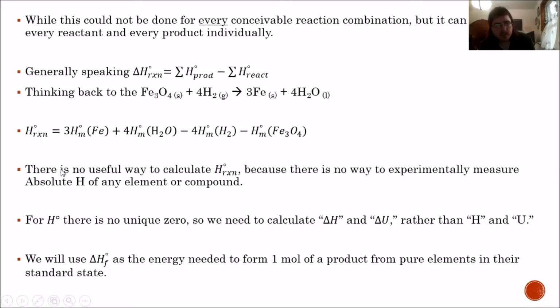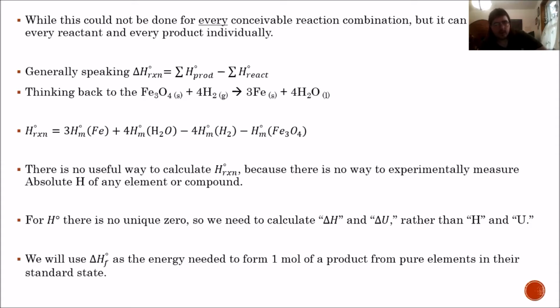Now, there's a problem here in that there's not really a useful way to calculate the absolute enthalpy of a reaction, because there's no experimental way to find the absolute enthalpy of any given element or compound. It's like, how do you measure distance without first setting a standard to measure by? Without a ruler, you can't say this is 12 feet long without first having a ruler to measure the feet. Even if you used a body part, you have to have something to measure it against. There's no absolute zero here. So we need to calculate a relative change in enthalpy and a relative change in internal energy rather than the absolute values.